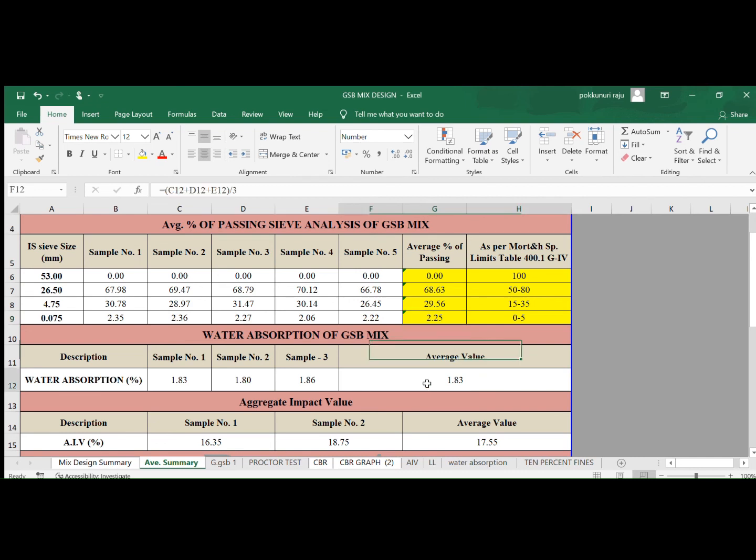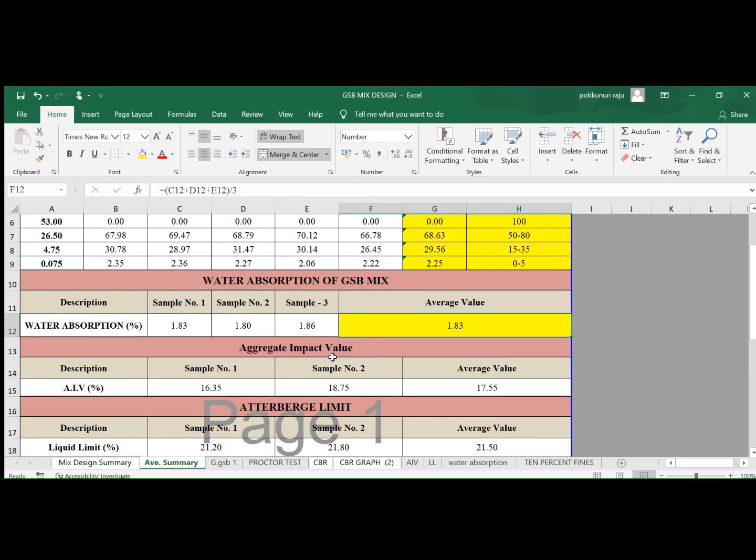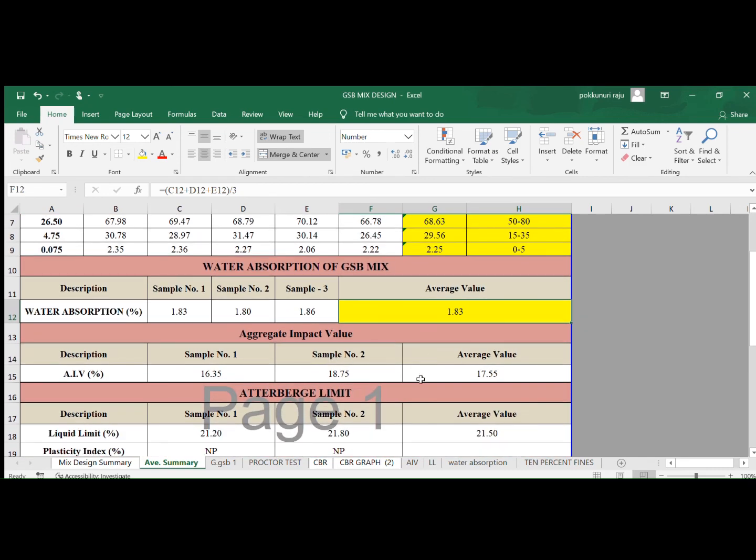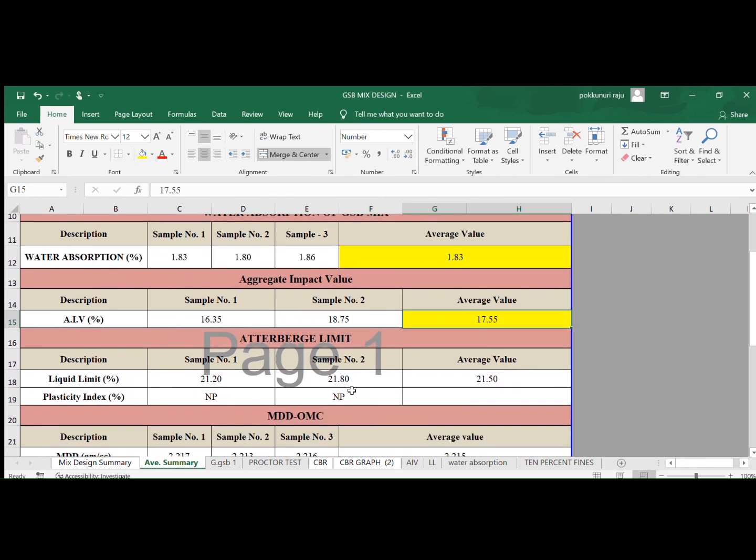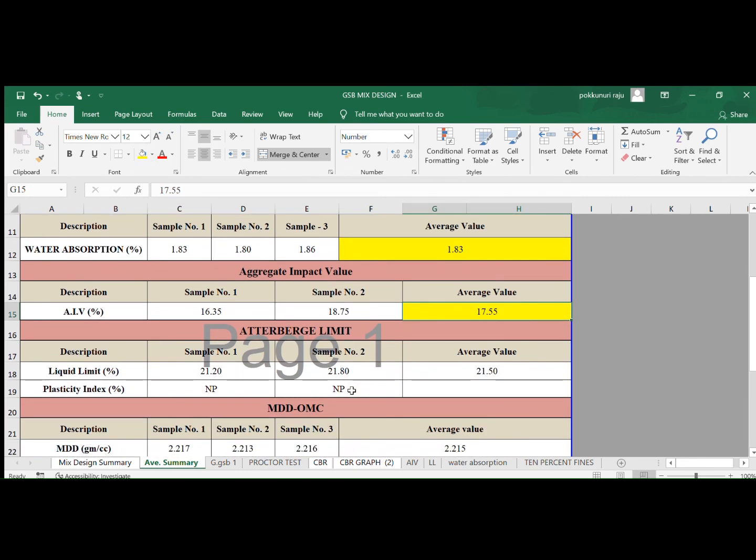Water absorption, the value is less than 2%, which is 1.83, hence this material can be used as a GSB material. The aggregate impact value we are getting is 17.55, which is the average of 2 samples. Then Atterberg's limit is 21.5, which is again an average of 2 samples, that is 21.2 and 21.8.